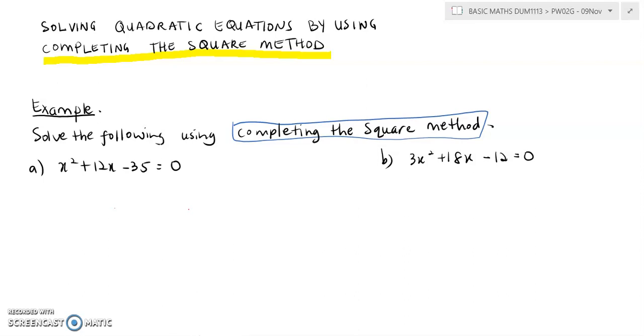This method is used to solve quadratic equations. So let's see the first example here. Given x squared plus 12x minus 35 equals 0. Now we need to solve this equation by using the completing the square method.